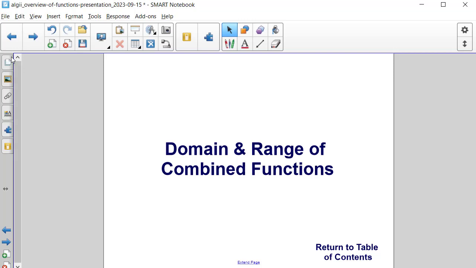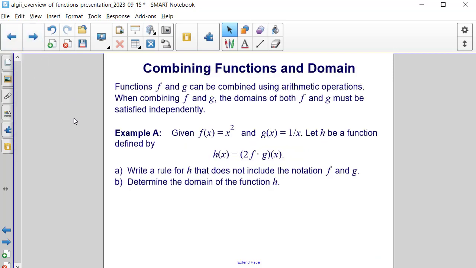Domain and range of combined functions. Functions f and g can be combined using arithmetic operations. When combining f and g, the domains of both f and g must be satisfied independently. Let's go through an example to help explain this.